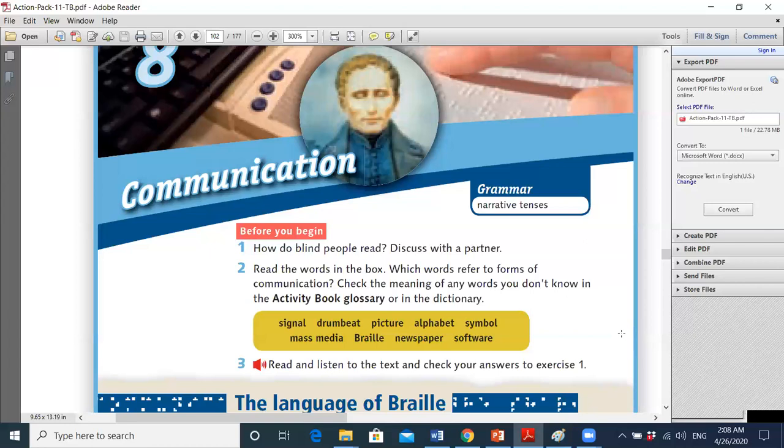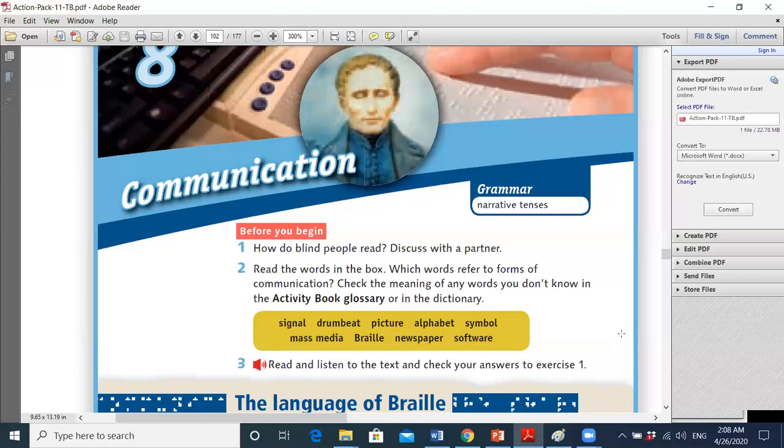Braille. Notice the Braille word is written with a capital B. Braille is a proper noun, and it can refer to the person in front of you in the picture, this blind man. He is called Louis Braille, and it can also refer to the system of writing that he invented, which was given the name Braille as well.